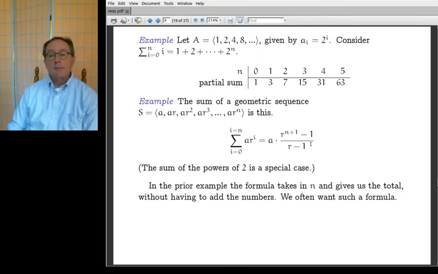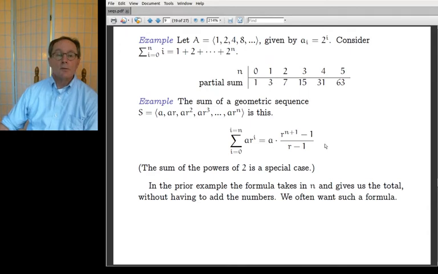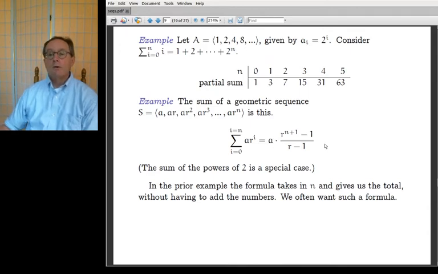In that example, the formula takes in n. Here's the n right here. The formula takes in n and gives us the formula for the sum of those numbers. So we often want such a formula. We often want a formula to give us the total for a summation instead of having to add the numbers up all at once. We can just drop it into the formula and have the answer. And again, we're going to develop a tool that enables us to prove such formulas.